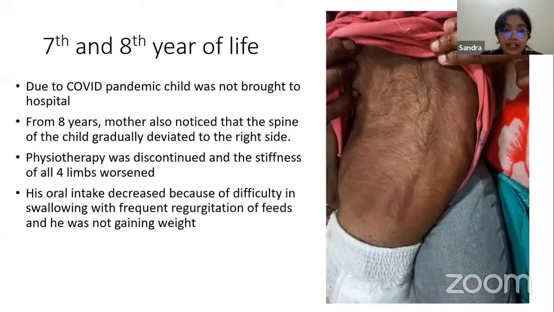Seventh and eighth year of life, due to COVID pandemic, the child was not brought to hospital. From 8 years, the mother also noticed that the spine of the child gradually deviated to the right side. Physiotherapy was discontinued and the stiffness of all four limbs worsened. His oral intake decreased because of difficulty in swallowing with frequent regurgitation of feeds, and he was not gaining weight.